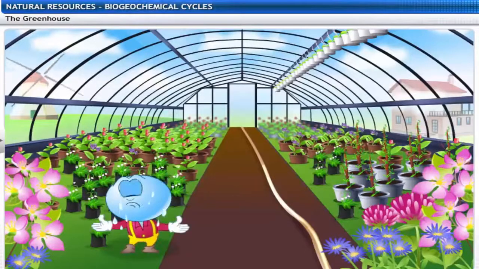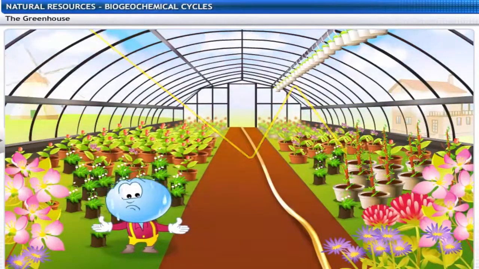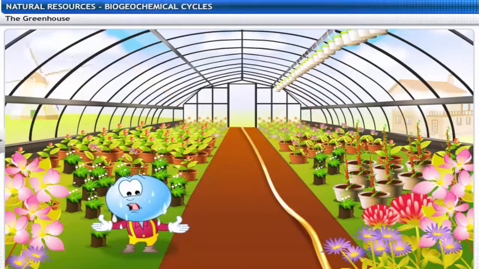Can you guess where I am? It's a greenhouse. Here's how it works. Heat is trapped by glass. Hence, the temperature inside a glass house is much higher than the surroundings. Such enclosures are called greenhouses.